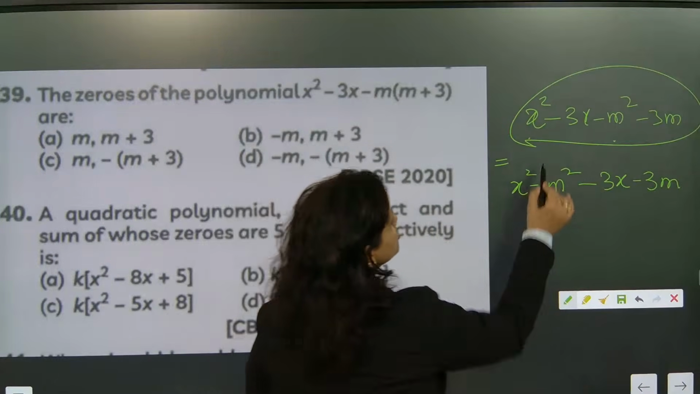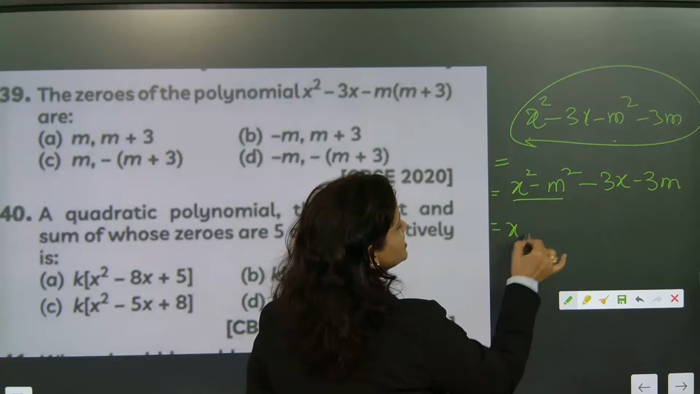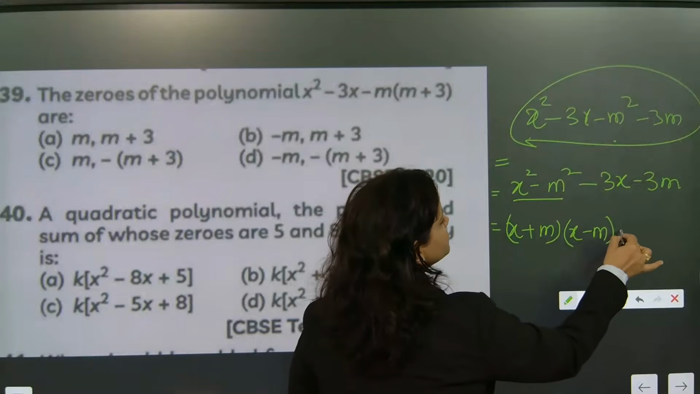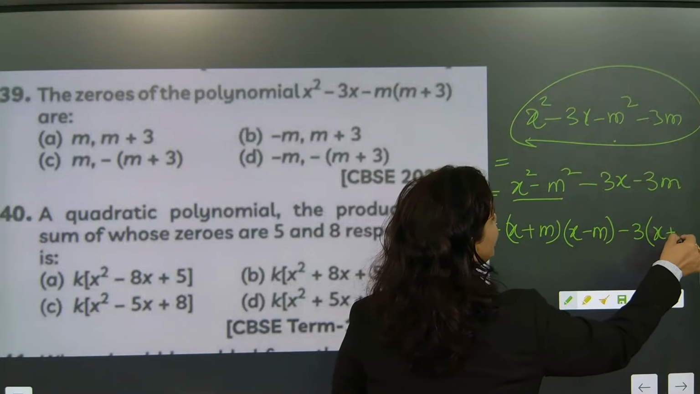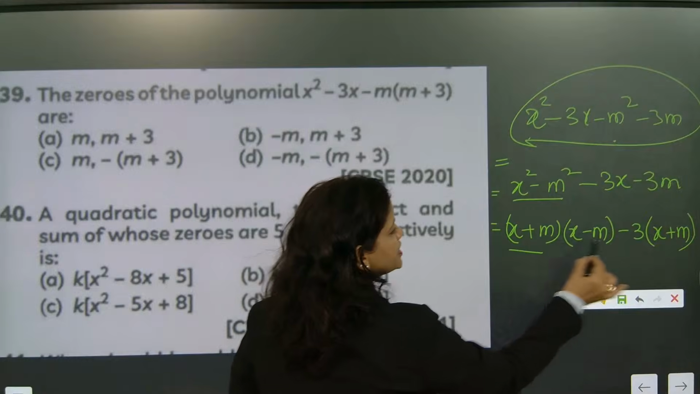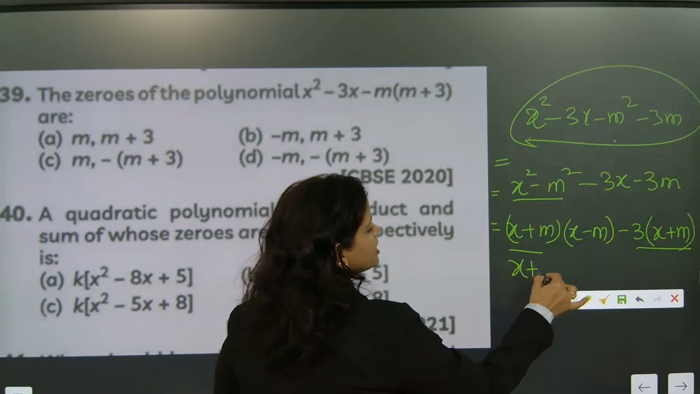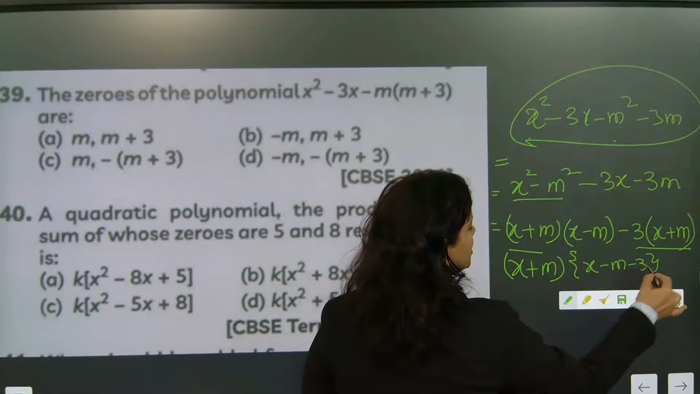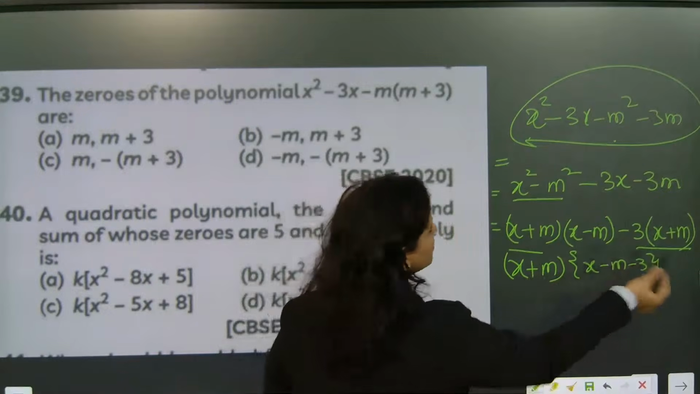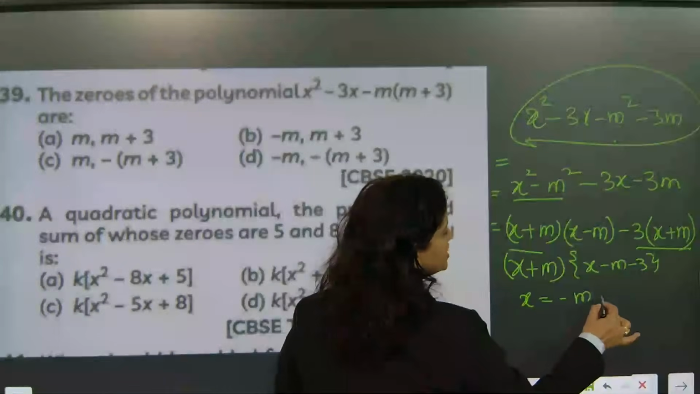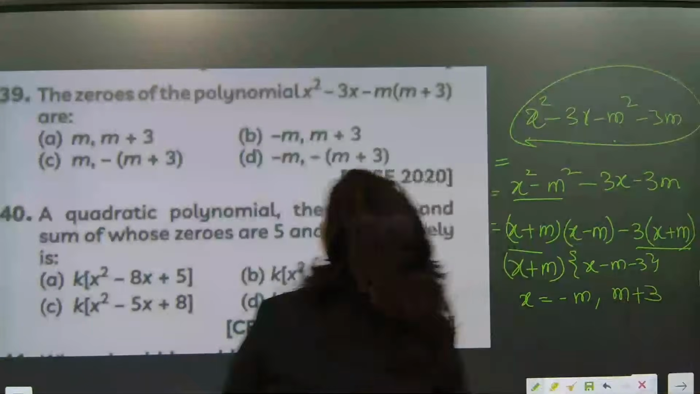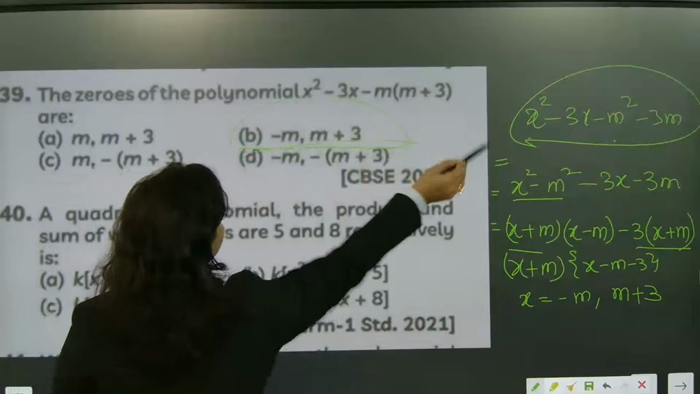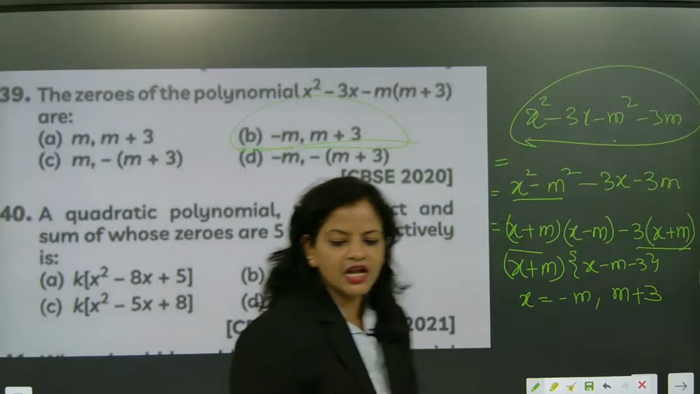Solve it. Very good. So now look at x square minus m square, it will become a square minus b square: x plus m, x minus m. Minus 3 common, x plus m. So here x plus m, x plus m, take out x plus m. What is left? x minus m minus 3. Understood? Last part, beta, make it equal to 0. x is coming as minus m and m plus 3. Which option? Plus m is there, so minus m plus 3. That's it. CBSE 2020 question in our hand.